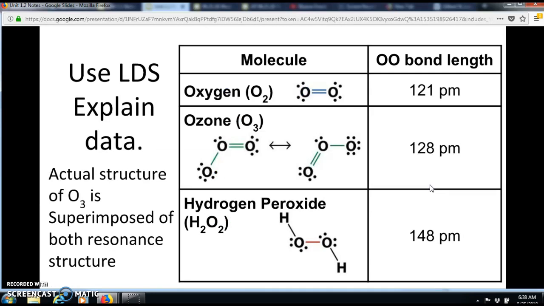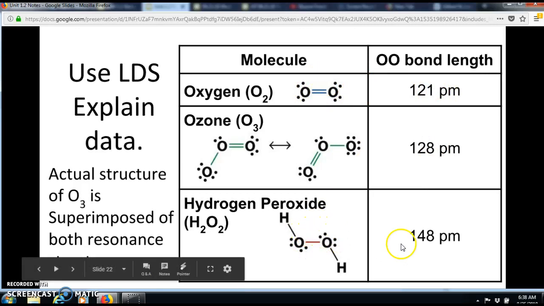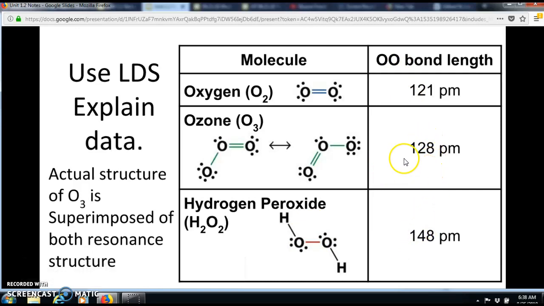You can use Lewis dot structures to explain data like this involving resonance structures. So here, oxygen O2 has a double bond, and hydrogen peroxide has a single bond. The bond length of oxygen is 121, and for peroxide is 148, but ozone is in between. So why isn't there two, one for the single and one for the double bond? That's because in a resonance structure, they don't exist separately. They are kind of blended or averaged together.